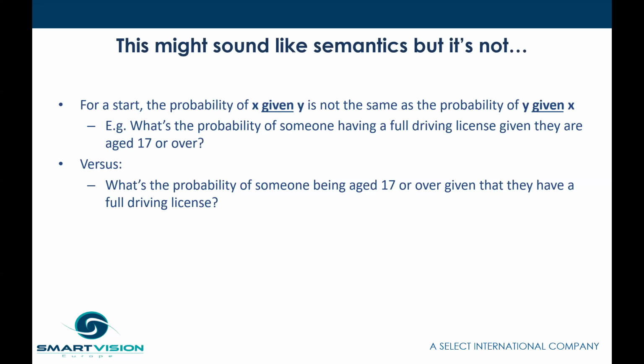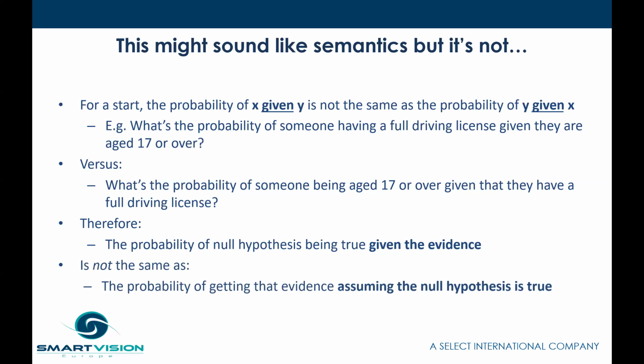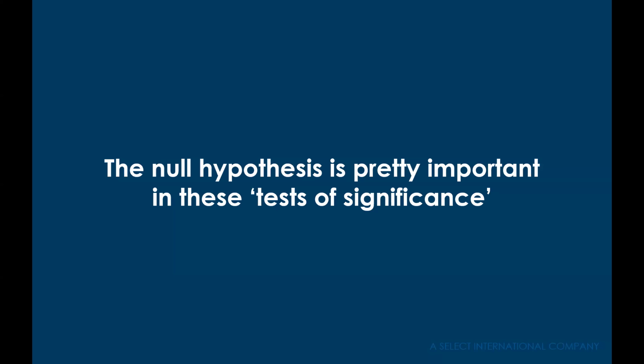Because they're not the same, x given y is not the same as y given x, you need to get the language right around how you're describing the probability value that is given by a significance test. Therefore, the probability of the null hypothesis being true given the evidence is not the same as the probability of getting that evidence assuming the null hypothesis is true. And that's really what we're doing. We're saying, how often would you get a result as extreme as that in a universe where the null hypothesis is true? Because it can happen.